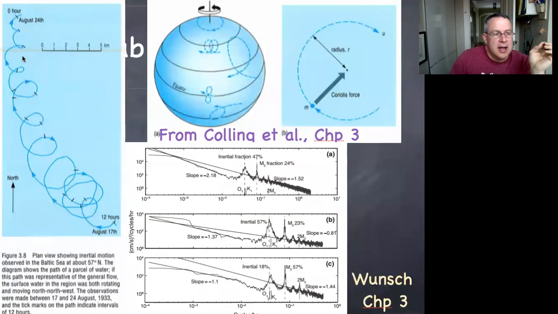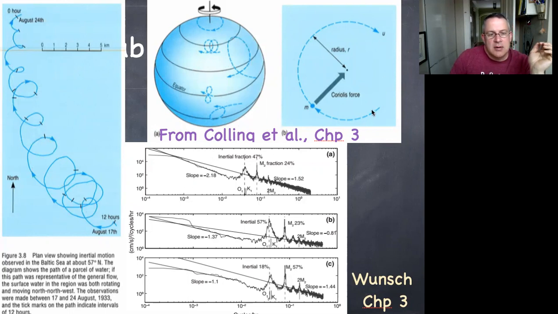What does this look like? Well, if you look at observations, there are these sort of loop-de-loop patterns. That's what inertial oscillations look like. This is a buoy that was caught in an inertial oscillation, and it's kind of a loopy trajectory. There's a mean flow imposed, but it's the looping part that is the inertial oscillation. And you loop in this direction in this hemisphere, and in the opposite direction in the other hemisphere.